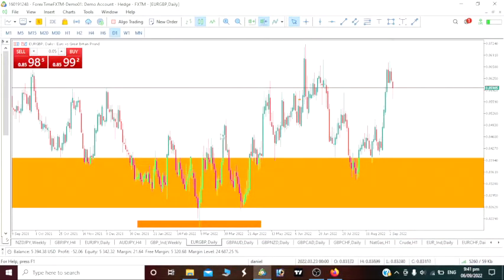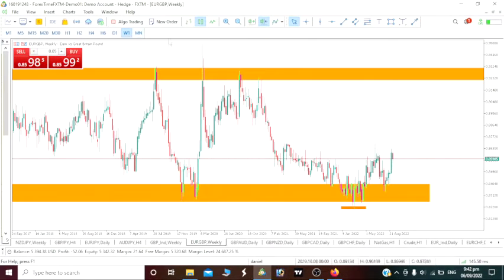So guys, let's take a look at our Euro GBP for the day. First of all, we will start from our top-down analysis, which means from our weekly time frame straight down to our 1 hour time frame and try and predict where our price will be moving the next day. So I will start from the weekly time frame.